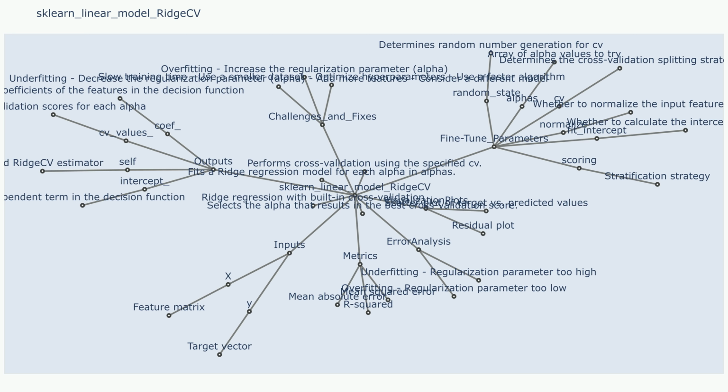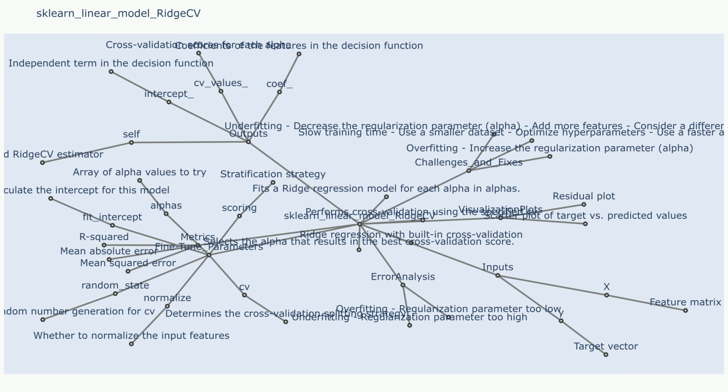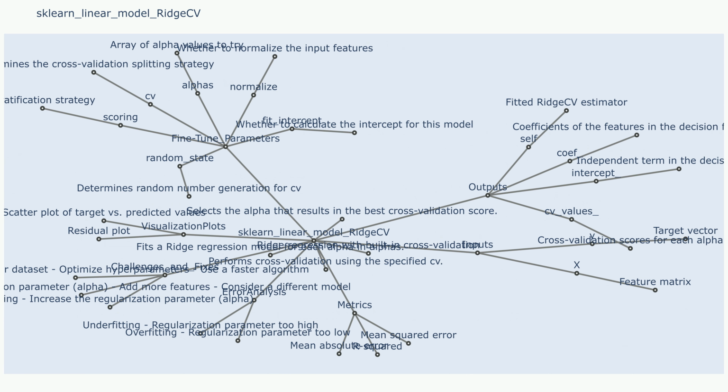sklearn, Linear Model, RidgeCV. Description: RidgeCV implements ridge regression with built-in cross-validation to select the best regularization parameter alpha. It aims to prevent overfitting by adding a penalty term to the loss function, which shrinks the coefficients towards zero. The optimal alpha value is chosen based on minimizing the cross-validation error, typically measured by mean squared error. Inputs: alpha is a list or array of alpha values to be considered during cross-validation.